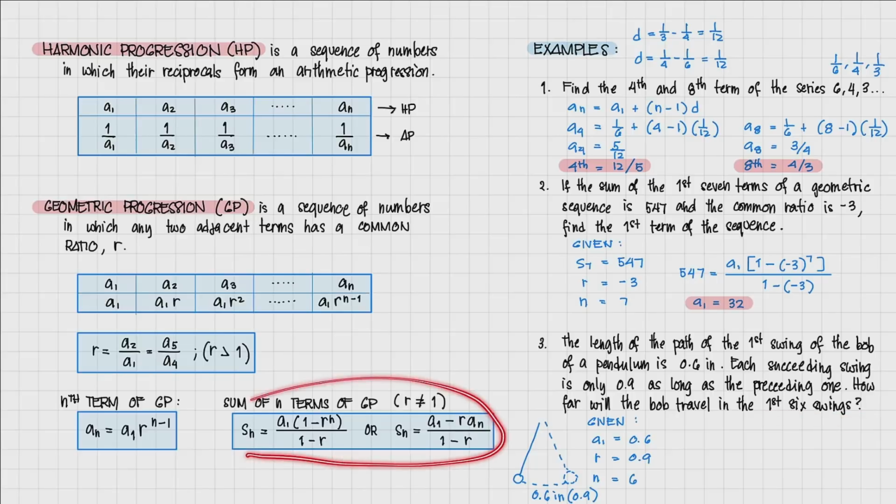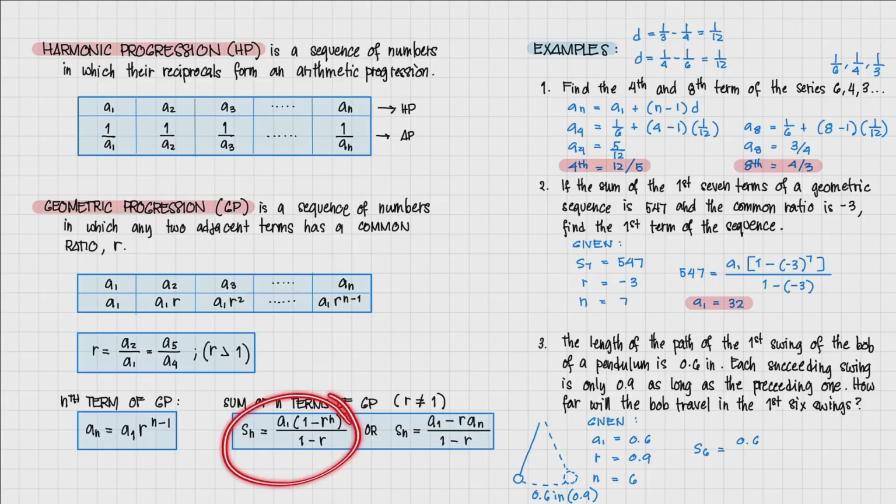Again, we're going to use these two formulas. For this one, we could use this one. Our Sn, we're trying to look for the sum of the first 6 swings, or S sub 6. So our first term, which is 0.6, minus R, which is 0.9, times An, which is something that we don't actually know. So I guess we can't use that formula. Rather, let's use the first formula.